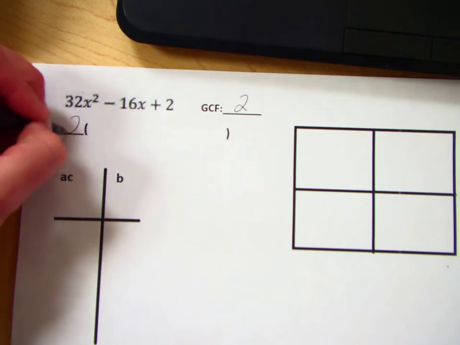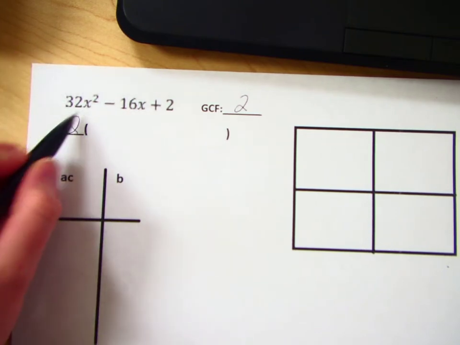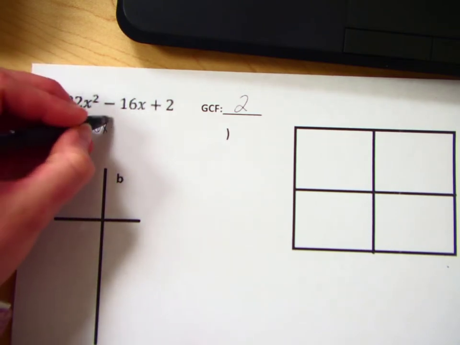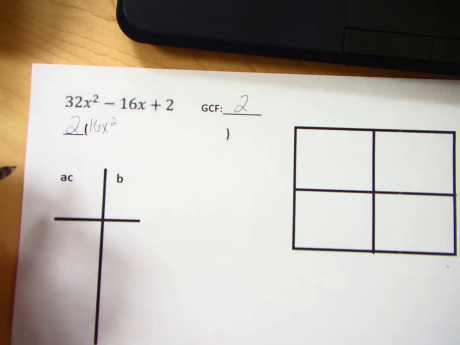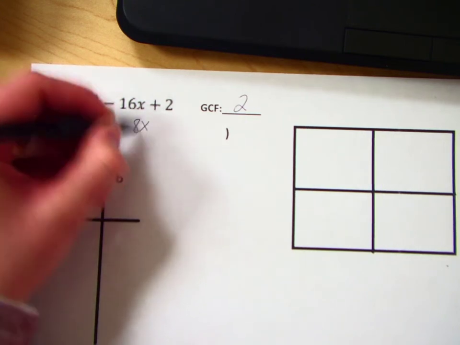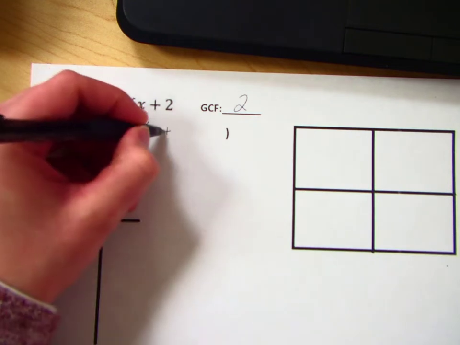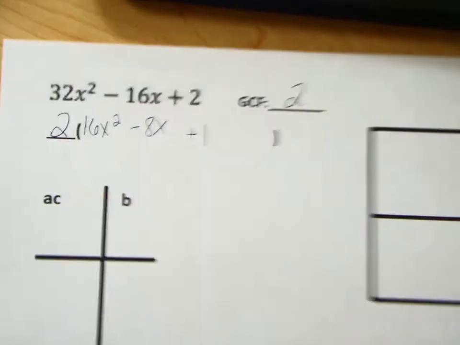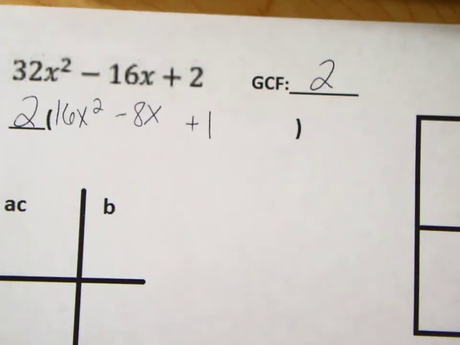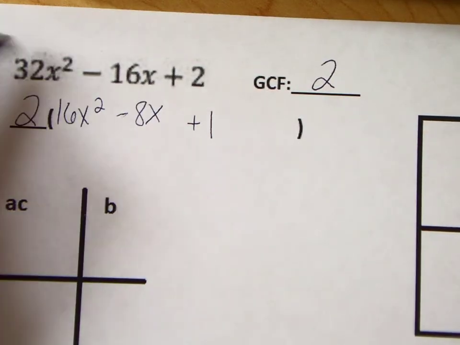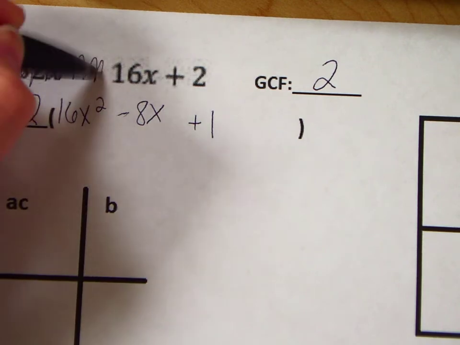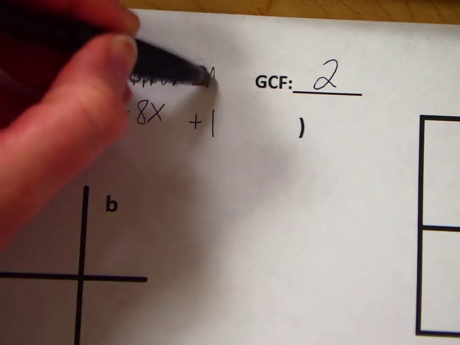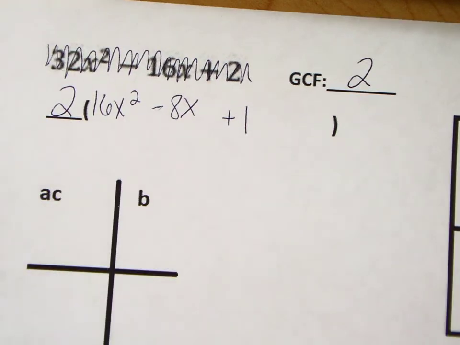So you put 2 in the front like this, and then you divide. 32 divided by 2 is 16x squared. Negative 16 divided by 2 is negative 8x. And positive 2 divided by 2 is positive 1. So we have a new trinomial to work with, 16x squared minus 8x plus 1. We almost ignore the original one. We don't let it exist anymore because we have a new form of it right here.